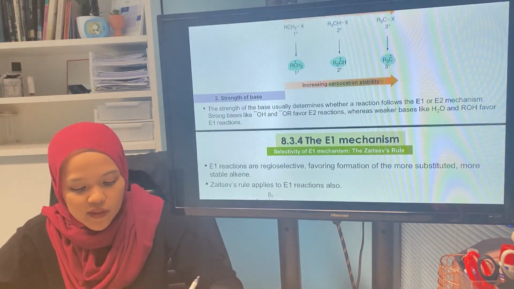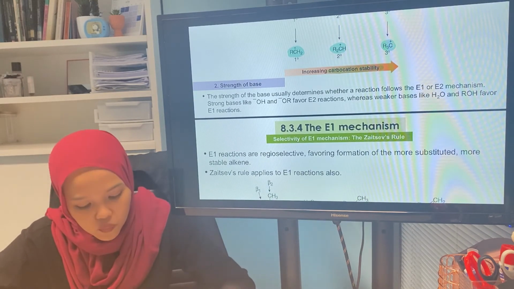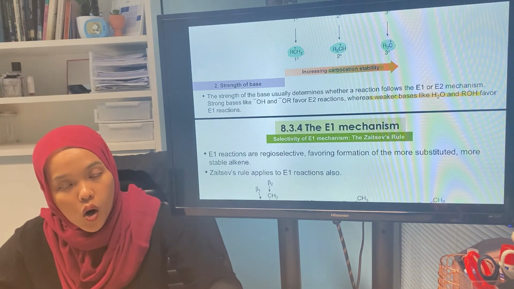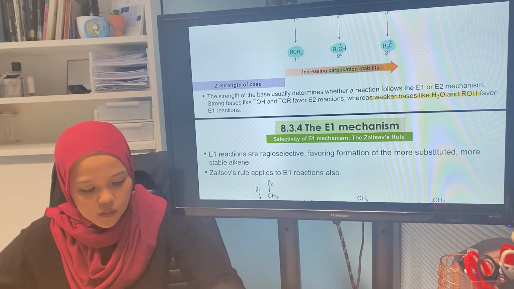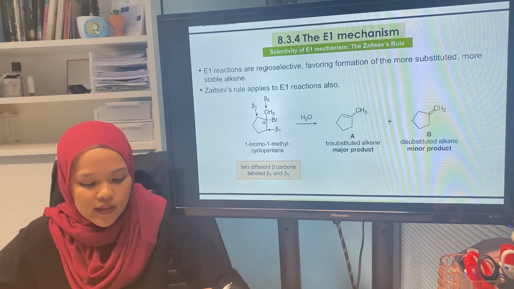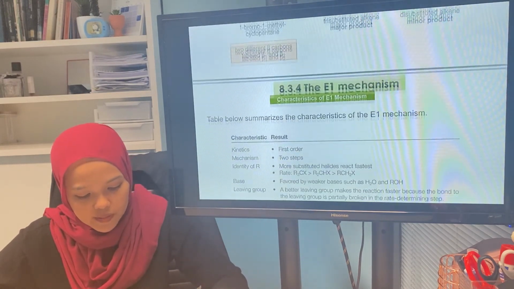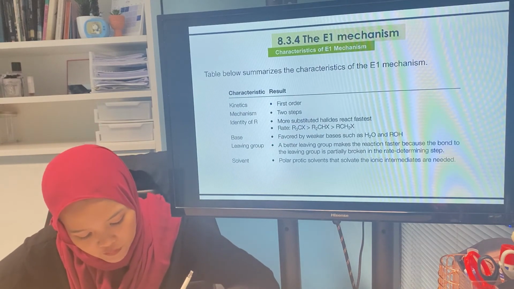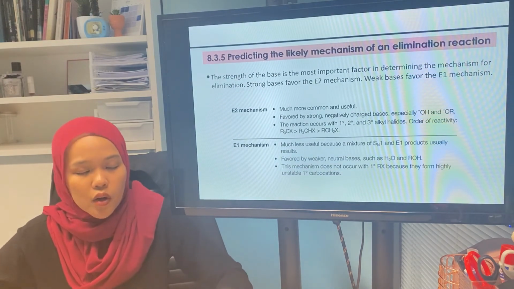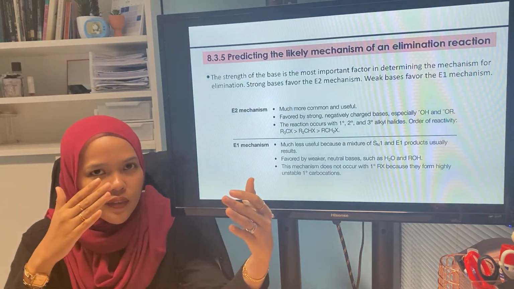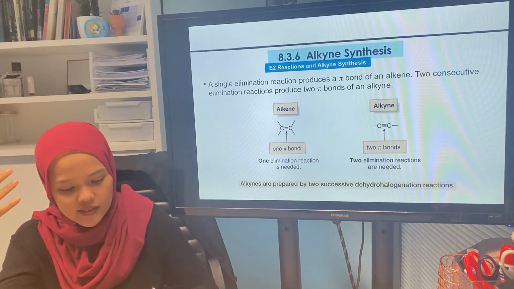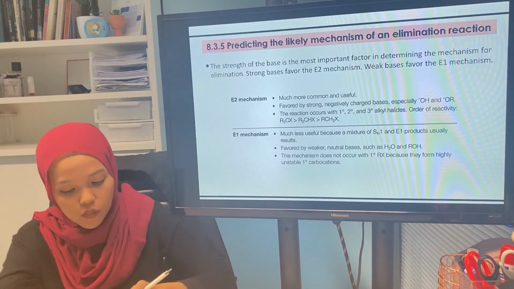In terms of the strength of base, remember, a weaker base like water and also alcohol will favor the E1 reaction. In terms of the Zaitsev Rule, it is similar. The Zaitsev Rule is also applied in the E1 mechanism. So if it is a weak base, we are going to favor the E1 mechanism. Now, do you want to know whether it is going to go with E2 or E1? Later we are going to discuss that in more detail.